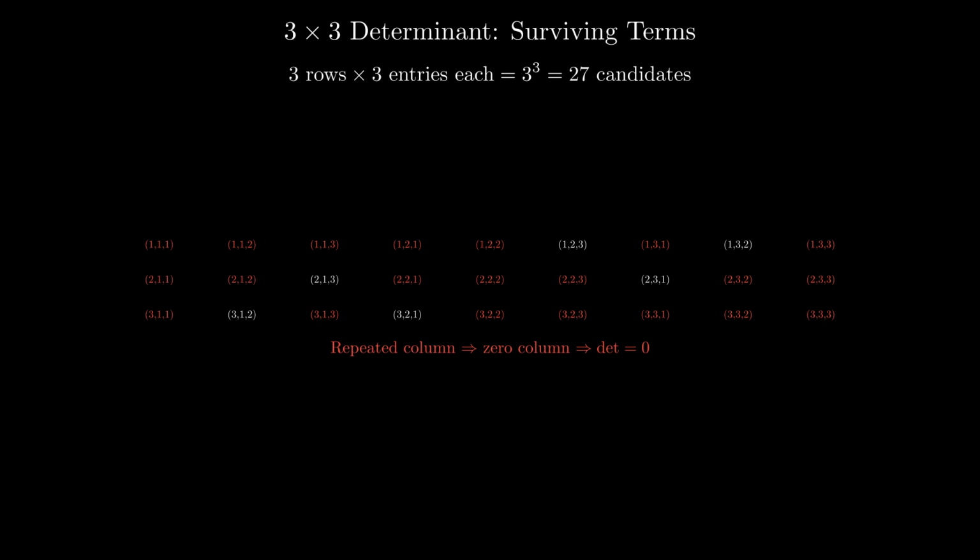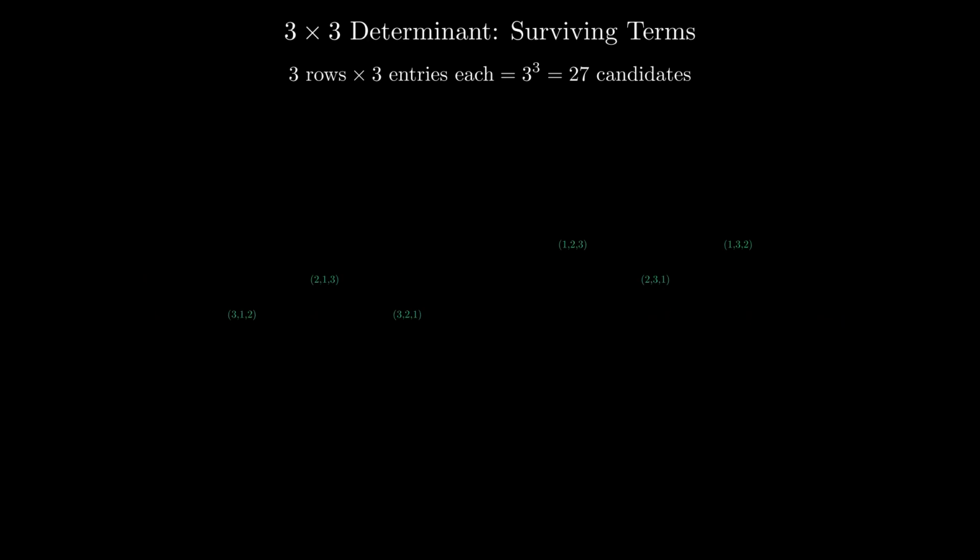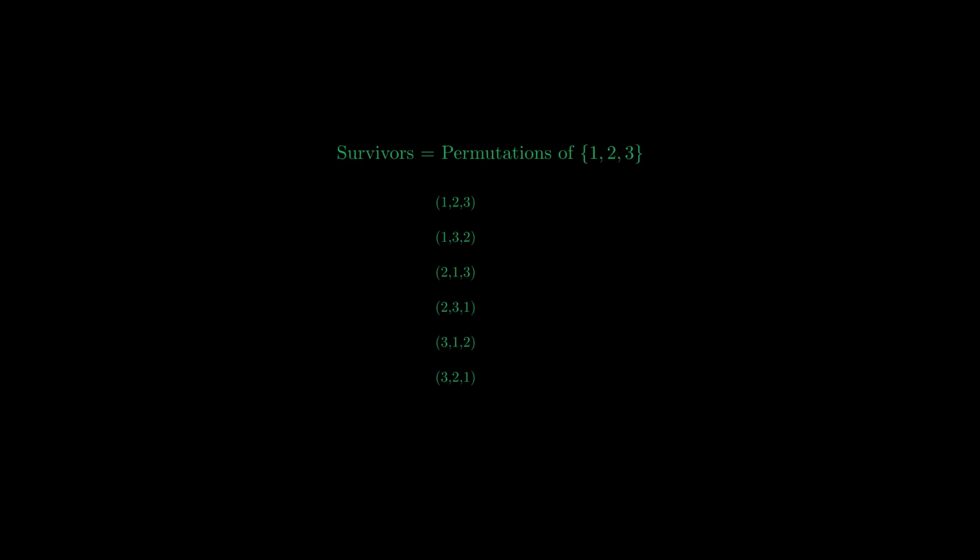Any candidate that picks the same column twice leaves some other column entirely empty. All zeros, a 0 column means the determinant is 0. That term dies. Survivors must use each column exactly once. That's a permutation, a reordering of the list 1, 2, 3, assigning each row to a distinct column. There are 3 factorial, which equals 6 permutations.